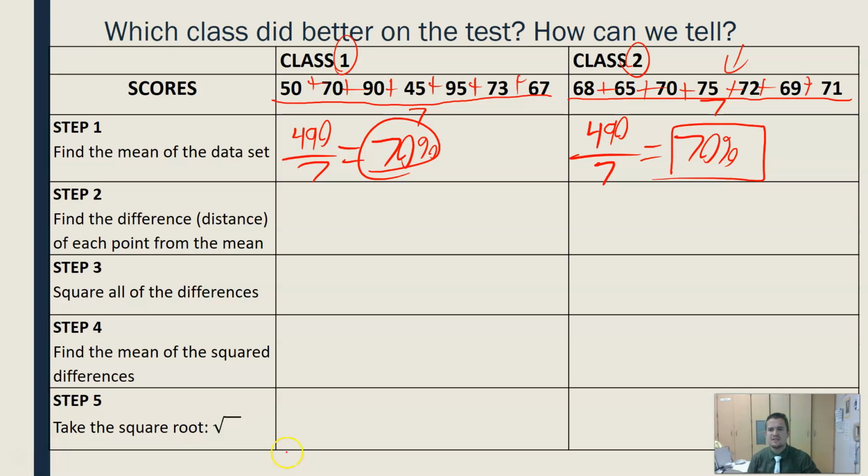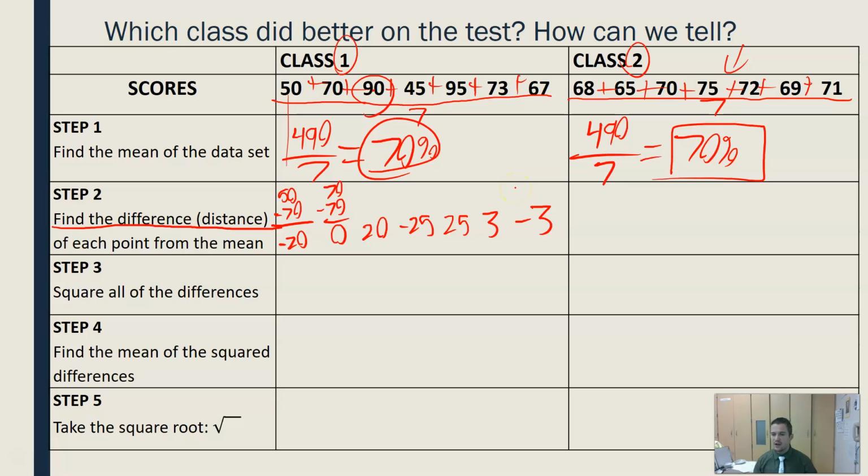Okay, step 2 in finding standard deviation, I'm going to find the difference of each point from the mean, or the distance of each point from the average. I'm going to take this first value, 50, subtract 70, which gives me negative 20. 70 minus 70 is 0. 90 minus 70 is 20. 45 minus 70 is negative 25. 95 minus 70 is 25. 73 minus 70 is 3. 67 minus 70 is negative 3. So I found the difference of each of those points from the mean, or the distance away.